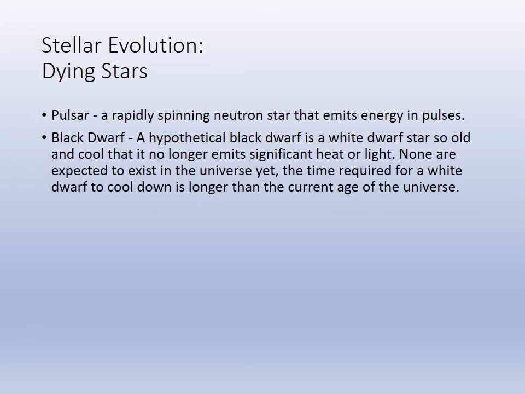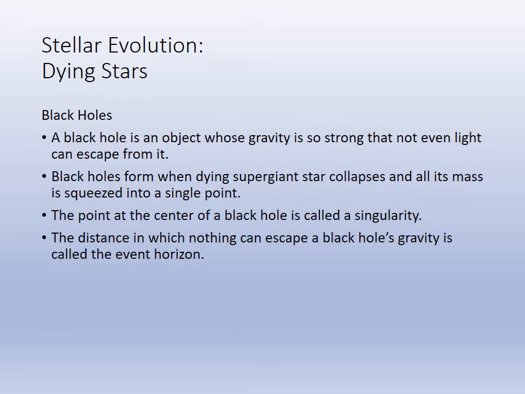Black dwarfs are that hypothetical star that would come from when the star was totally dead and had no more heat left. Of course, we don't know if they exist or not. It's believed that the universe is too young for a star to have fully died to be a black dwarf. And then black holes. Black holes are dead supergiant stars that collapsed on themselves and have intense gravity.